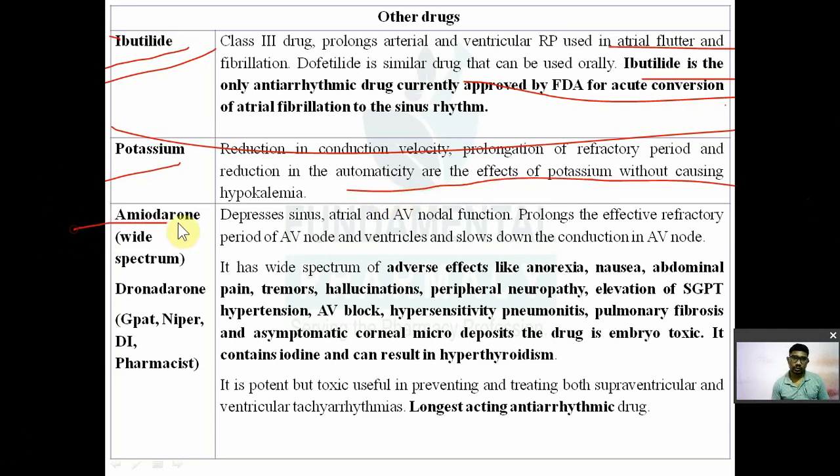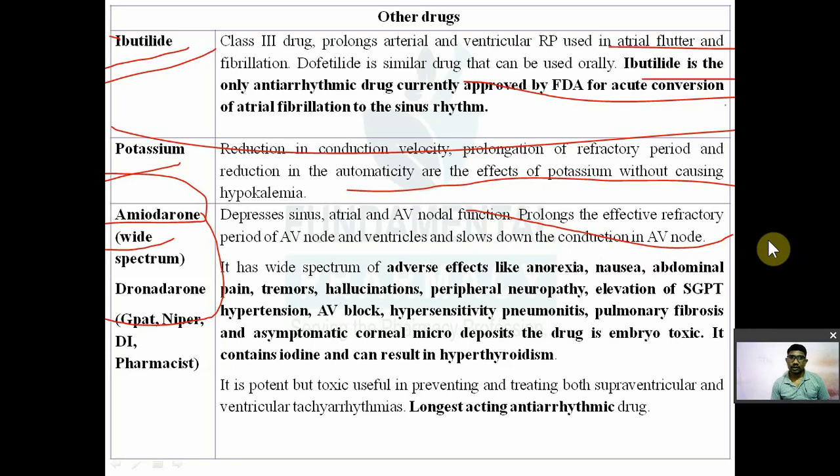Next drug is amiodarone. Remember, amiodarone is known as a wide spectrum anti-arrhythmic drug. It acts by different mechanisms. It will block the sodium channel, block the potassium channel, it is a beta blocker, and it also has calcium channel blocking activity. So each and every activity is there with amiodarone. Remember: sodium channel block, potassium channel block, calcium channel block, beta block, alpha block. It depresses the sinus and atrial nodal activity and prolongs the effective refractory period.